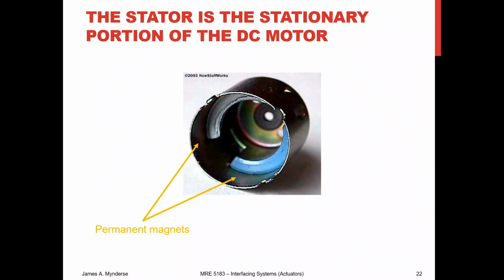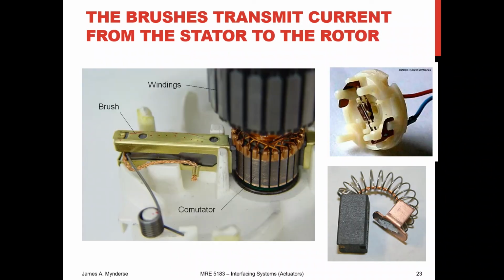So the stator then has the magnets. This is a good example of permanent magnets. Again, this is a relatively cheap one, but it has the permanent magnets built in. You could get a fancier one with more magnets, or a fancier one that's got the electromagnet. The ones that we use in class are going to be on the cheaper end. And then here's a nice picture of the brushes and the commutator.